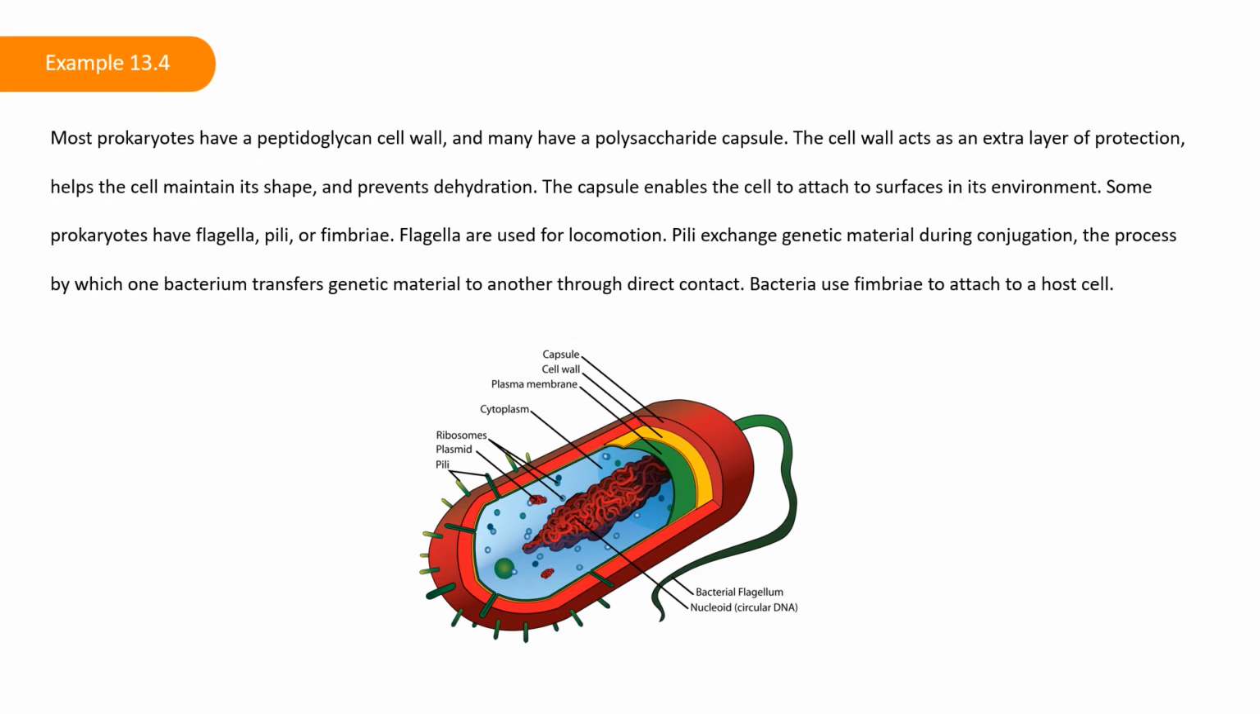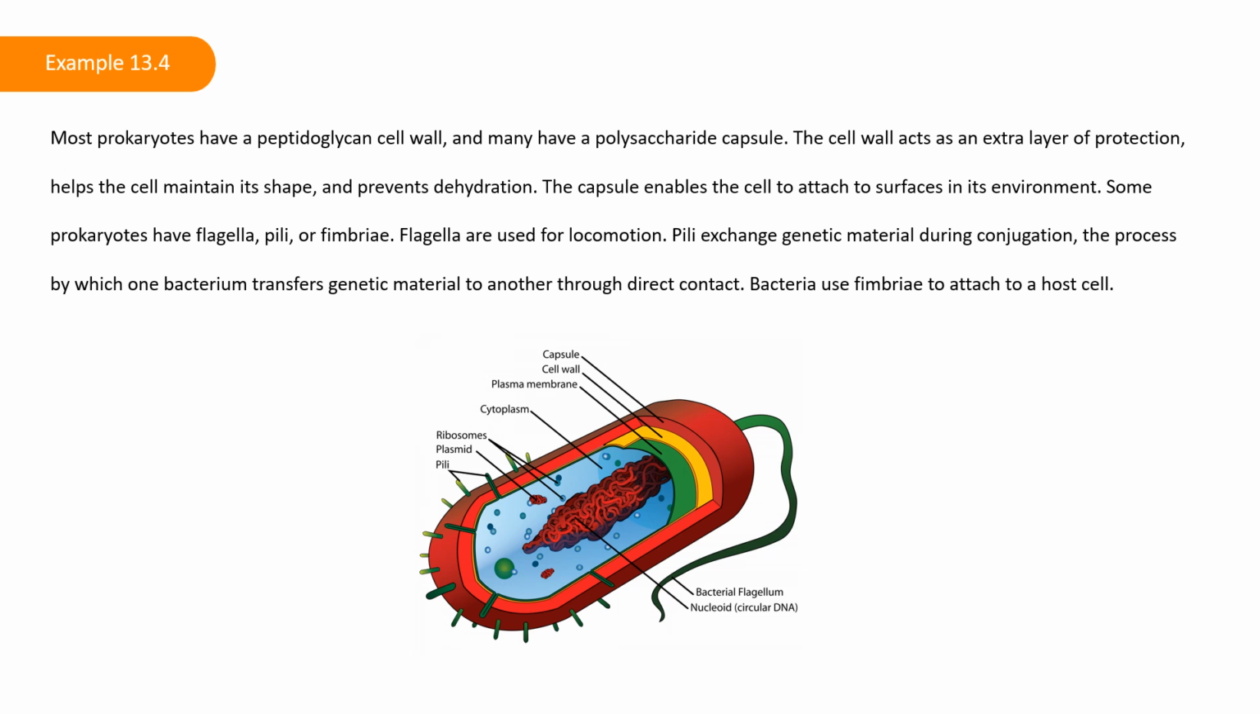Most prokaryotes have a peptidoglycan cell wall, and many have a polysaccharide capsule. The cell wall acts as an extra layer of protection, helps the cell maintain its shape, and prevents dehydration. The capsule enables the cell to attach to surfaces in its environment.